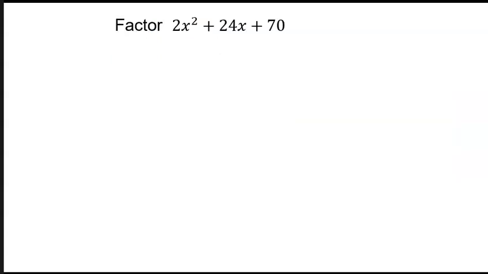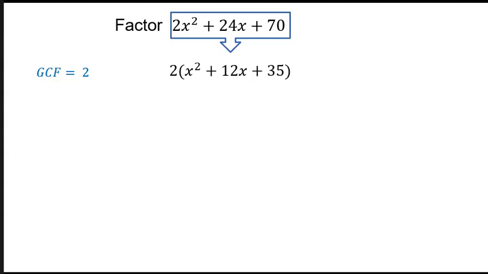Let's look at a few examples. First, we want to look for the greatest common factor. In this problem, 2 is the greatest common factor, so I want to factor out a 2. Now a is equal to 1, b is equal to 12, and c is equal to 35.